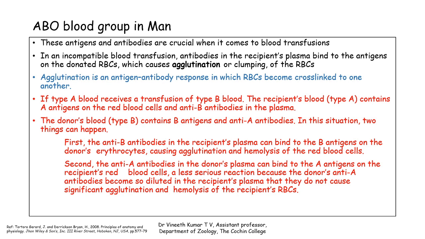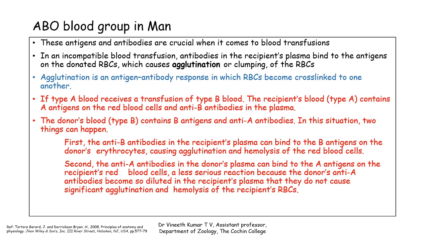So, incompatible blood transfusion. Antibodies in the recipient plasma bind to the donor's RBC, which causes agglutination or clumping of RBC. This agglutination is an antigen-antibody response in which the RBCs become cross-linked with one another. We discussed in the first session that normally RBCs never clump together because of the presence of highly negatively charged sialic acid on their membrane. So when this happens, they cross-link to each other, and that will result in the destruction of the RBC, which is called hemolysis. We'll discuss a particular case when we are mixing incompatible blood.